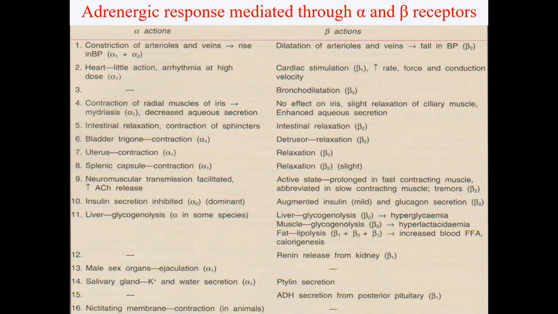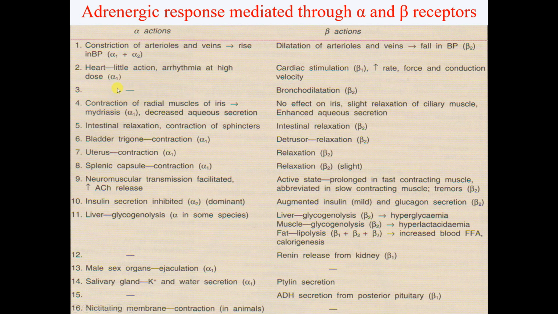And on this slide you can see adrenergic response mediated through alpha and beta receptors. For example, alpha actions, constriction of arterioles and veins, rise in BP, alpha 1 plus alpha 2. Beta actions, dilatation of arterioles and veins, fall in BP, beta 2. Heart, little action, arrhythmia at high dose, alpha 1. Beta actions, cardiac stimulation, beta 1, increased rate, force, and conduction velocity.